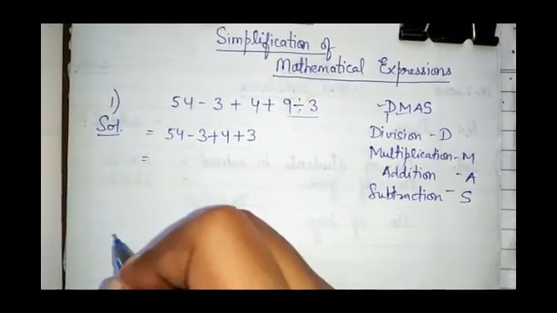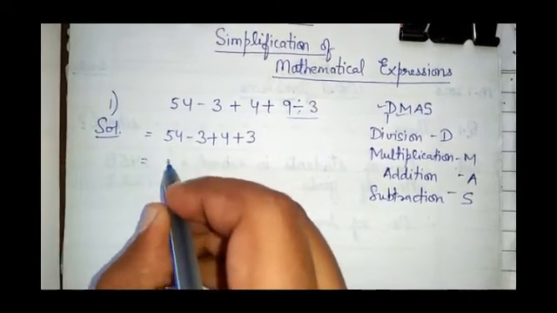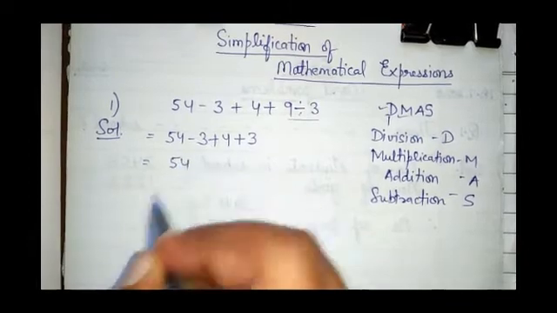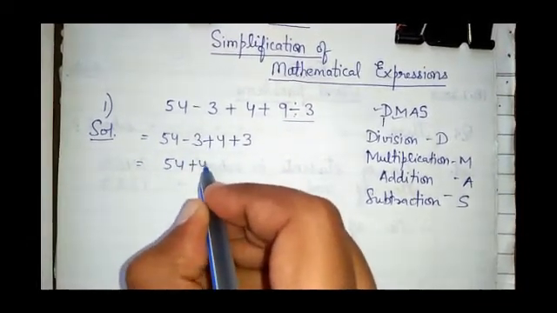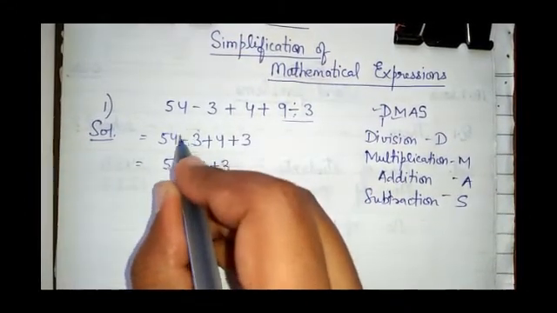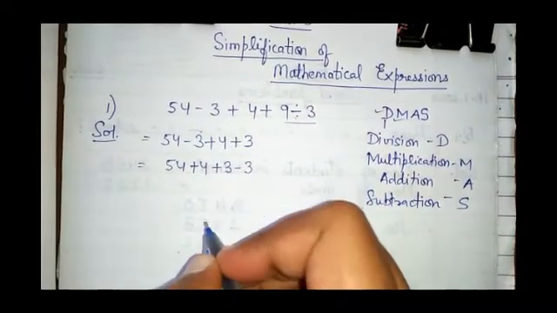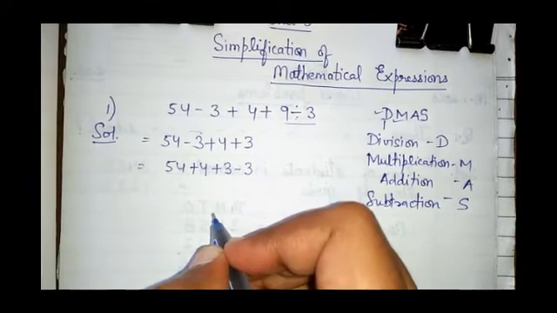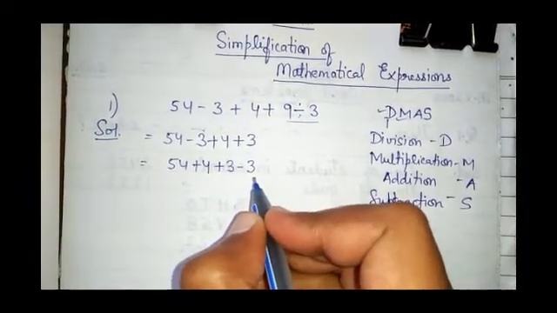Okay, so which numbers will be added? 54, no sign before 54 means it is a plus sign. Okay, then 4 has a plus sign before it, so we'll add 4. 3 has a plus sign before it, so we'll add 3. The number which has a minus sign will be written afterwards because subtraction will be done later on. Always keep this in mind. A number which has a minus sign before it will never be added.